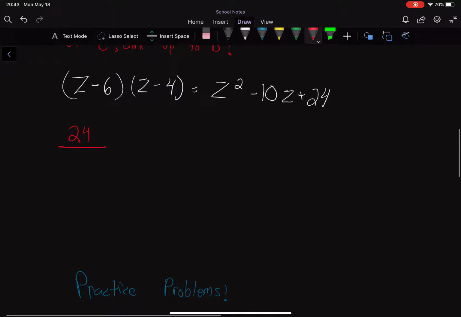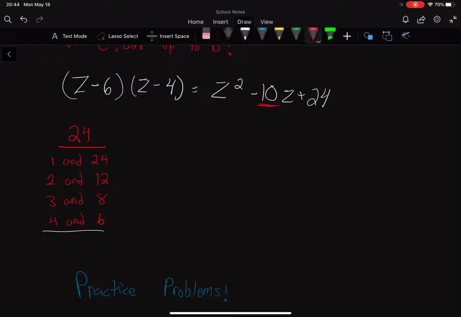24. Factors of 24: 1 and 24, 2 and 12, 3 and 8, 4 and 6. Well, which one should I choose? We want to know what adds up to our B term, negative 10. It looks like none of these add up to negative 10. The closest one that we have is our 4 and 6. These add up to positive 10, though.